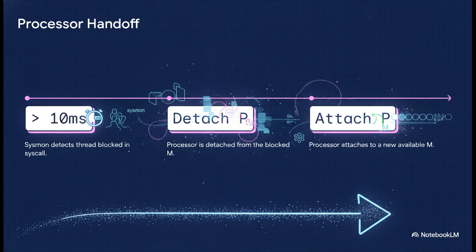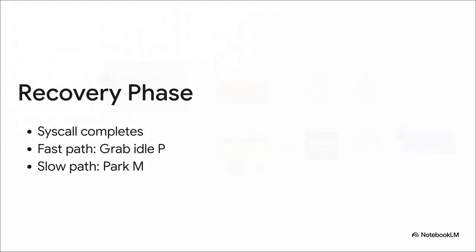This is a total lifesaver. The blocked thread stays blocked in the kernel doing its heavy lifting, but the rest of your application seamlessly continues processing other goroutines on the new thread. Eventually, that block clears, and the recovery phase begins.